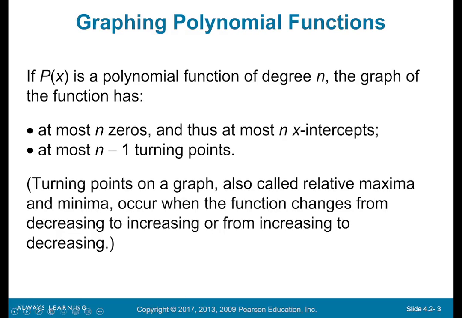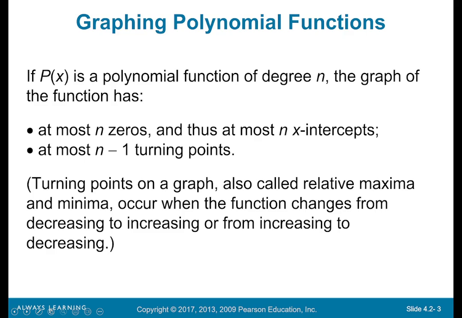So if p of x is a polynomial of degree n, then the function has at most n zeros, and hence at most n x-intercepts. It also has at most n-1 turning points. And a turning point on a graph is where we see the relative mins or maxes occur, essentially where we change from increasing to decreasing or decreasing to increasing.